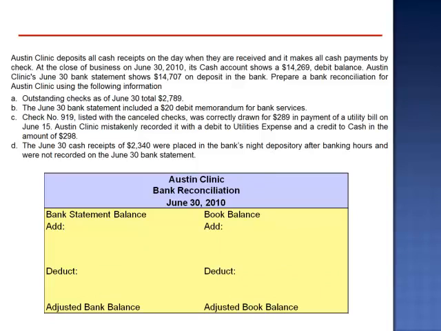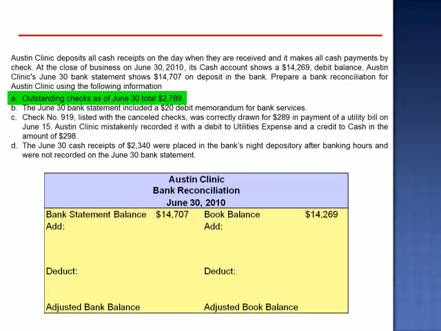We're told that as of the close of business on June 30th, the cash account shows a $14,269 debit balance. This is recorded as the book balance on the bank reconciliation. The bank statement shows a balance of $14,707 on deposit in the bank. This is the bank statement balance.